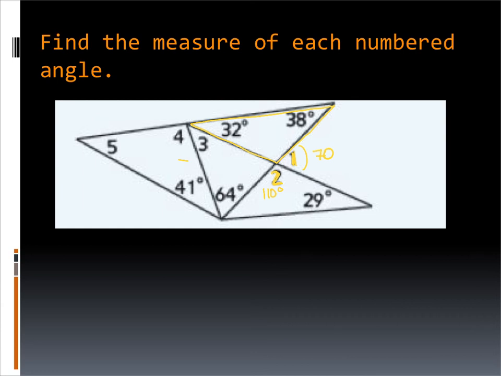So we know that if this is 70, then over here, this also has to be 70 because it's the vertical angle, or it also has to be 70 because it's the linear pair with 2. And so now we have that this angle is 70 and this one is 64. 70 and 64 make 134, and then 180 minus 134 is going to give us 46 degrees. So we're well on our way.